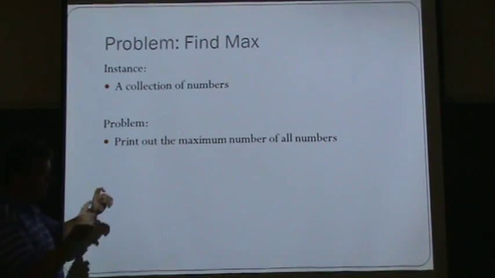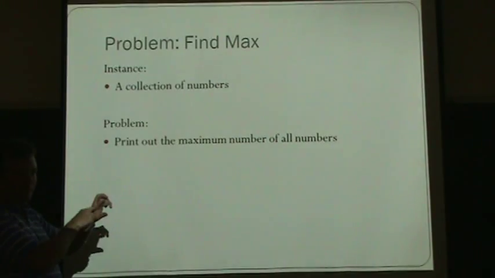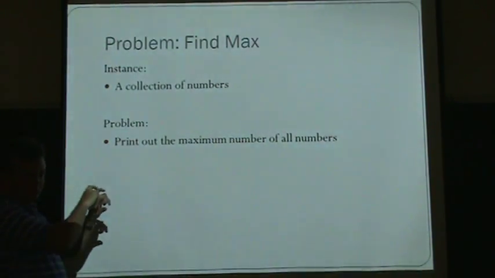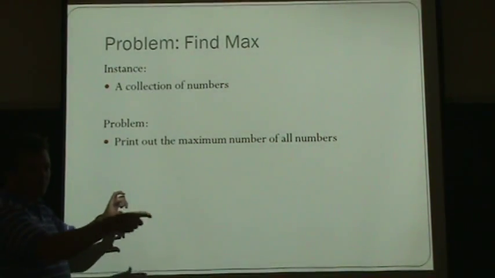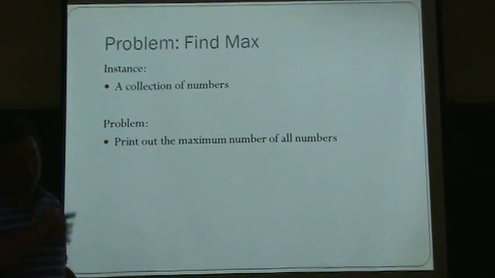So you read the first number, store it into max, and then say, is the second one bigger than max? If so, then replace max with the new one. Right, and then just keep walking down, doing that for every number, and then at the end, you print out your max number. Okay, so that's two algorithms.